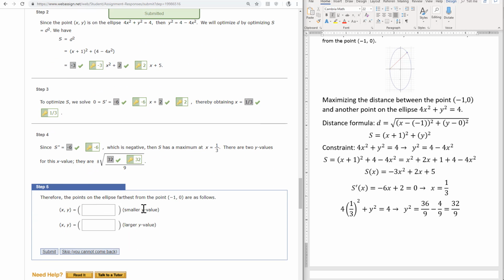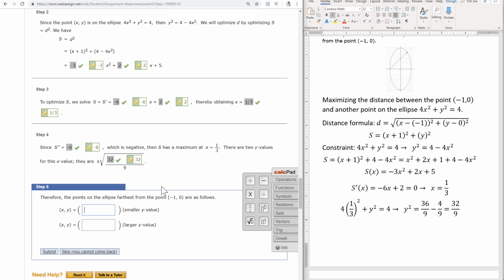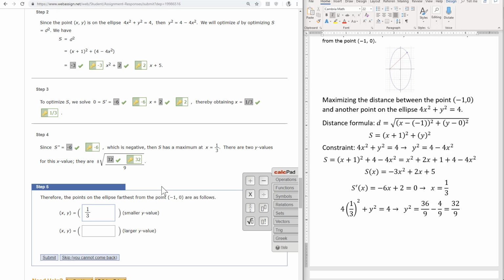All right. So therefore, the points on the ellipse farthest are as follows. So the smaller value of y is the negative of this thing, and then the larger value of y is the positive of this thing. So what we have here is 1/3, and then comma, and then we have the negative square root. So let's put a negative, and then let's put the square root, and this is 32/9. And then we'll have the same thing for the other one, except it's a positive.